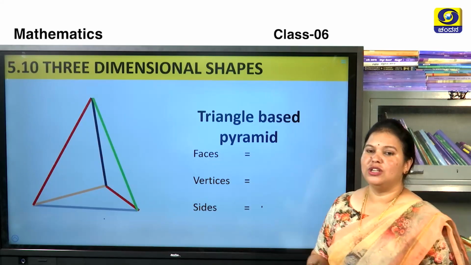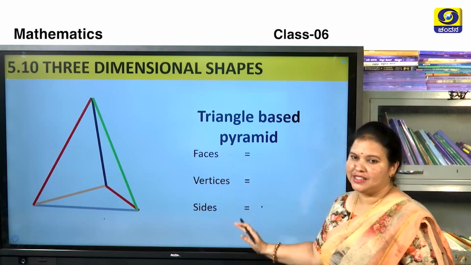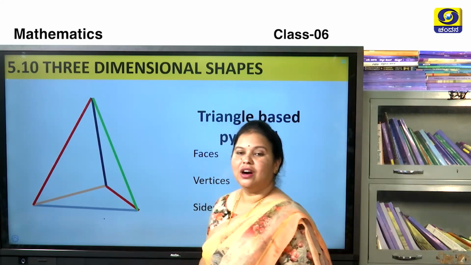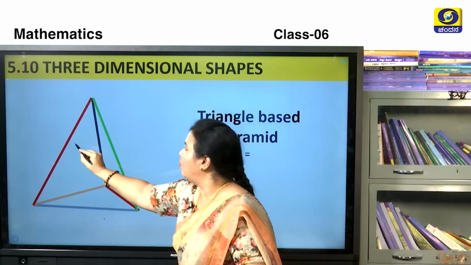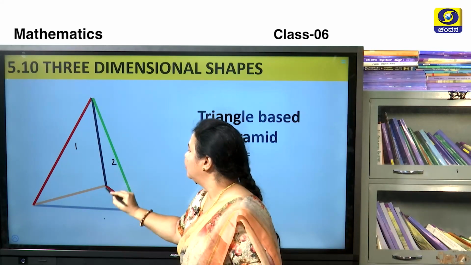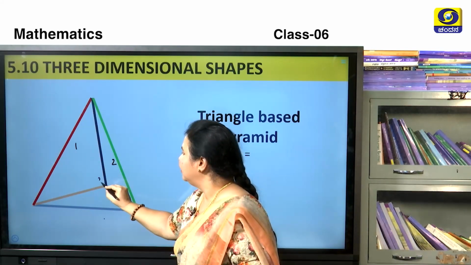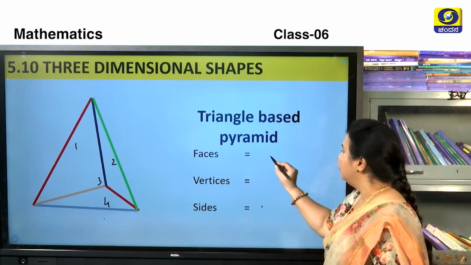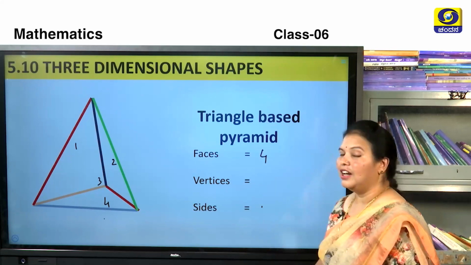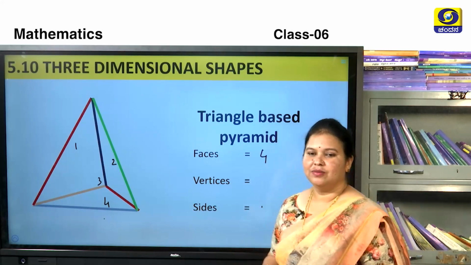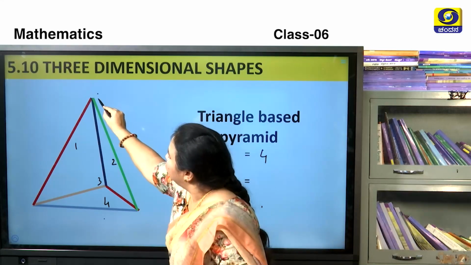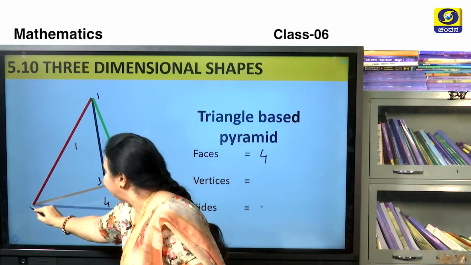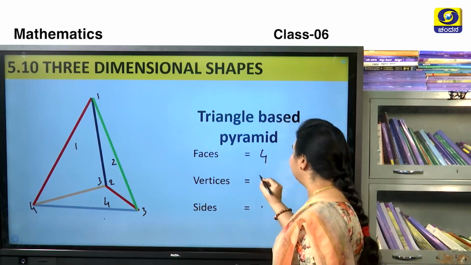Now let us count number of faces, vertices and sides of this triangle based pyramid. Okay. So how many faces are there? 1, 2 and the front one 3 and the base 4. So it has totally 4 faces. And how many vertices are there? Yes, 1, 2, 3 and 4. So 4 vertices are there.